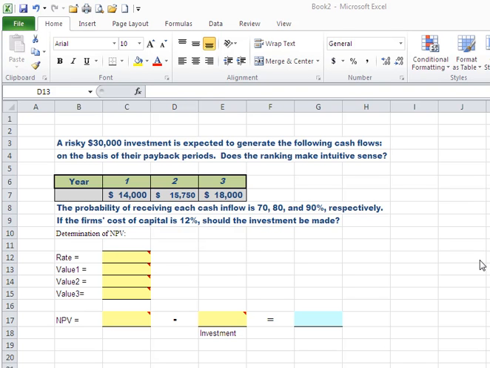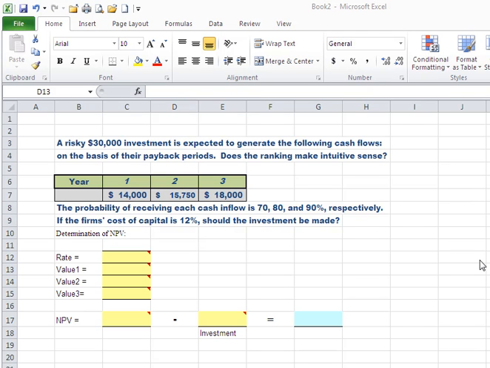Hi, I wanted to show you how to calculate whether or not a company should make an investment using the net present value or NPV method. Here's an example. Let's say a risky $30,000 investment is expected to generate the following cash flows on the basis of their payback periods. And let's look at whether or not the ranking would make sense here.